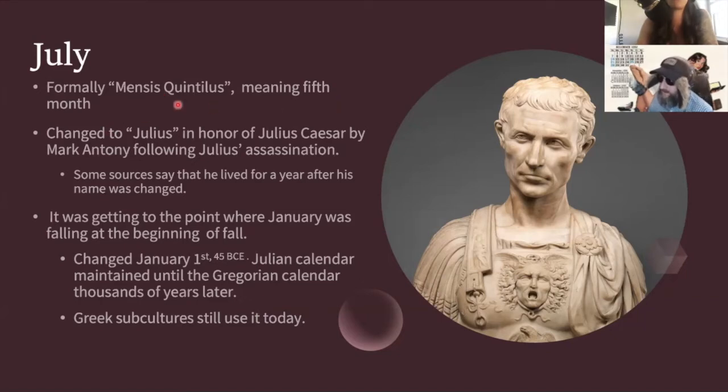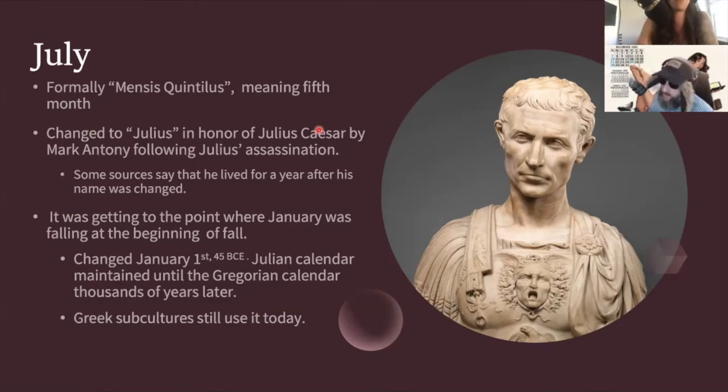And yeah, quintilis means fifth month. Mensis quintilis. So it was changed to Julius in honor of Julius Caesar by Mark Antony following Julius's assassination. But then I've also heard that they named the month after Julius after he had changed the calendar altogether. And then he lived for like 1 year afterwards. So he only got to celebrate his own month for 1 year or something.